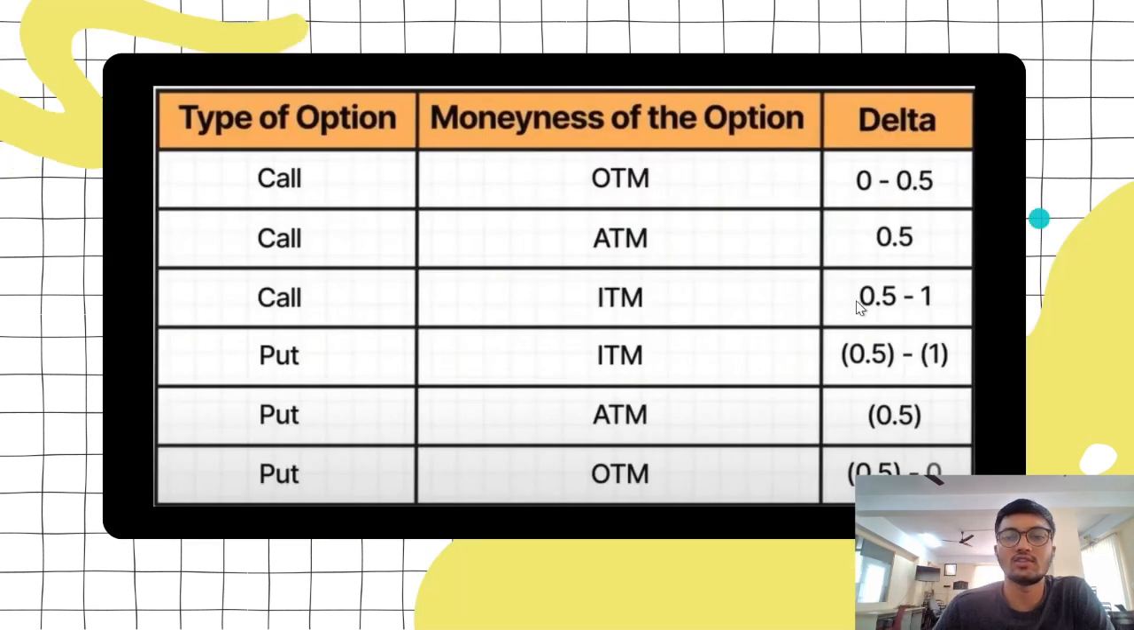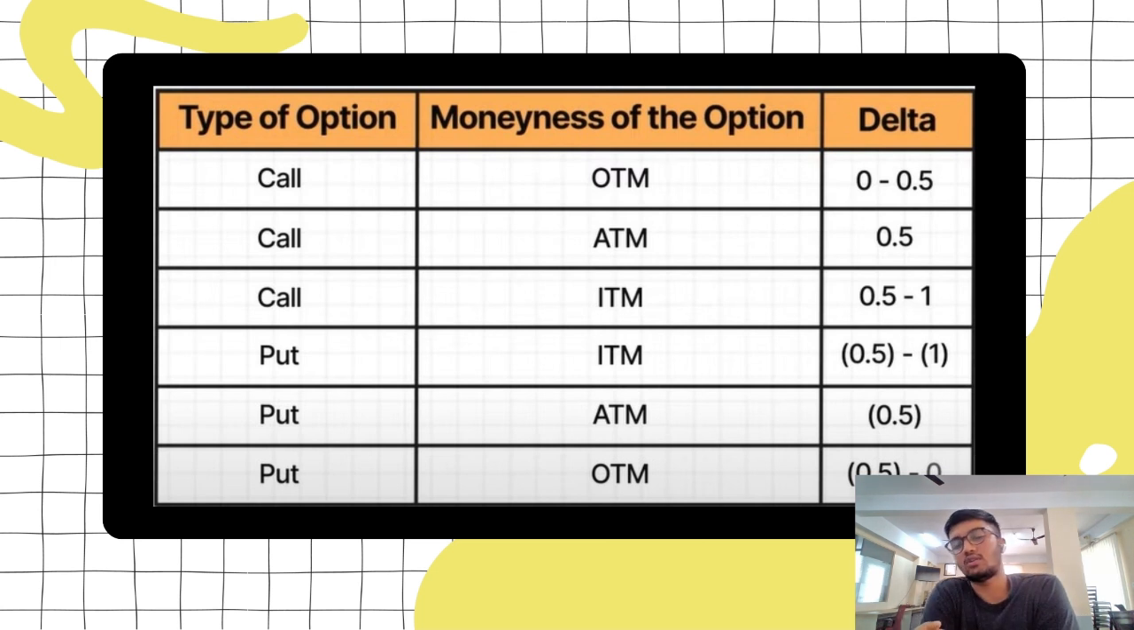In the case of a call option, 0 to 0.5 will be out of the money. When I'm talking about the call option at the money, it's 0.5. When I'm talking about the call option in the money, it'll be 0.5 to 1. In the case of a put, of course, just put a negative. For a clearer picture, it works exactly the same, just that the negative sign comes into the picture.